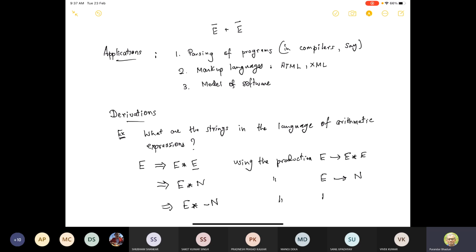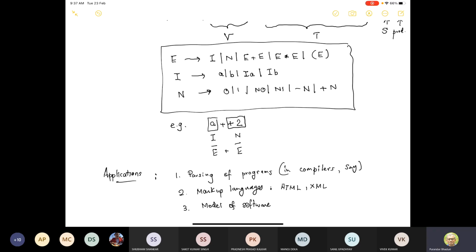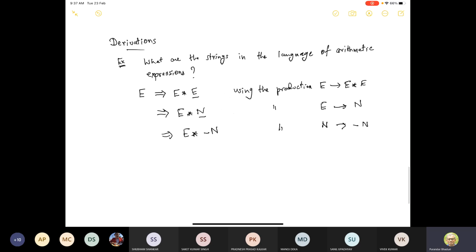And here we use the production. So this is being rewritten, right? This one here, n goes to minus n. And so on. I could go on doing this, but let's just say I rewrite this E to an identifier. And I rewrite that identifier as A.